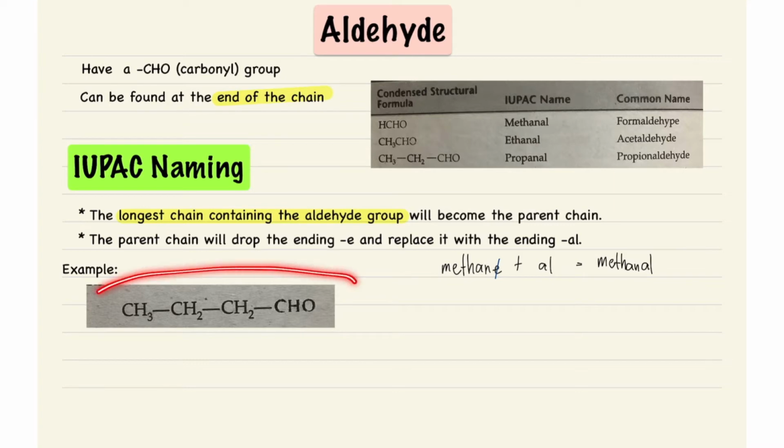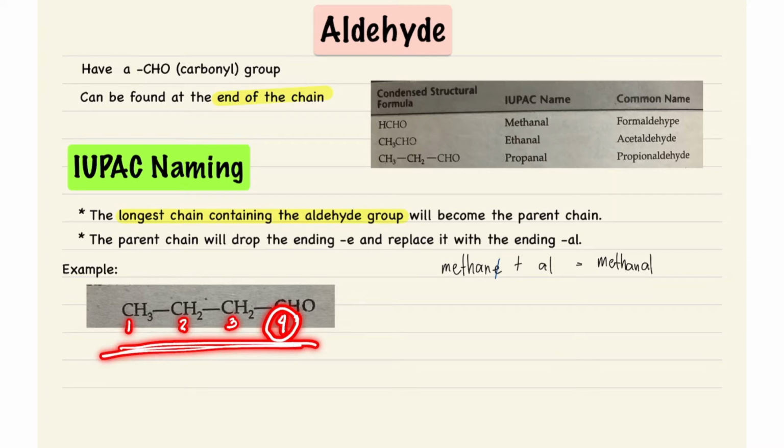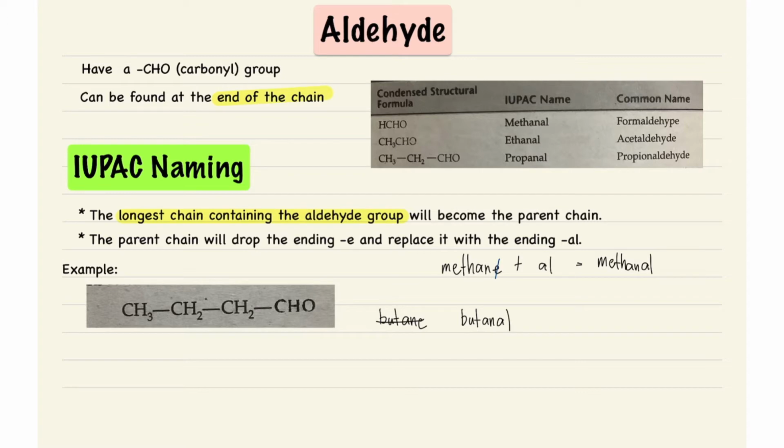Let's have this example. So as you can see here, the carbonyl group is this one. So we have here the CHO. So what we will do is we also need to count the number of carbon atoms present here to know what its name will be. So we have here 1, 2, 3, and 4. So it means we have 4 carbon atoms in this figure. So when we say 4, that is butane, right? So that's butane. And then according to the rule, we remove the letter E at the end and change it to AL. So instead of butane, this will become butanol. So this is its IUPAC name. It's butanol.